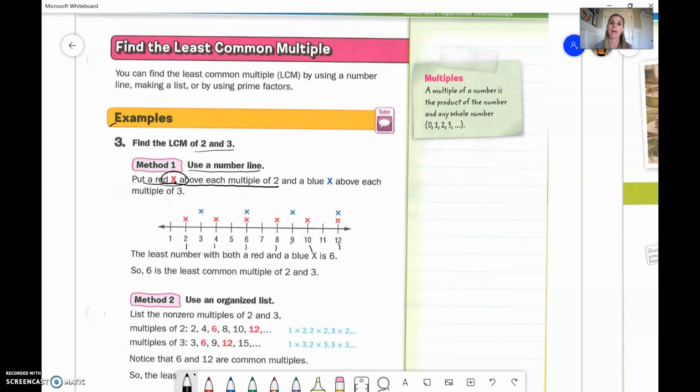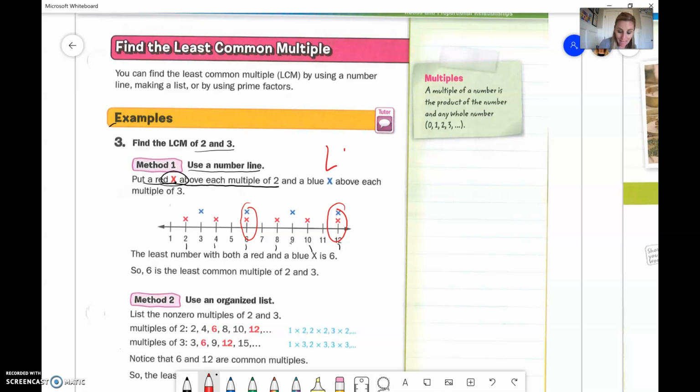So now they're going back in with a blue X. They're listing the multiples of 3. So they list the multiples of 3: 3, they put an X, 6, 9, 12. Now, notice the ones that are doubled up right here. That's doubled up, and this one has doubled up, meaning that it has both the red X and the blue X. So those are ones that they have in common.